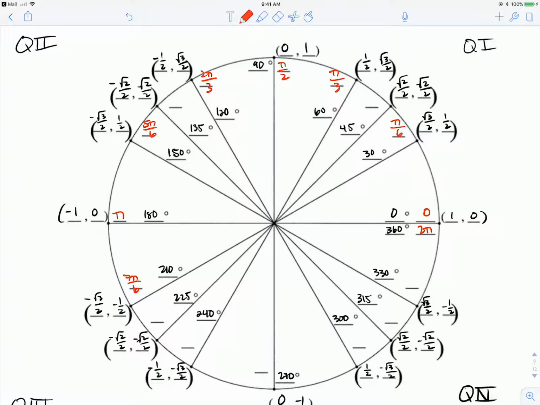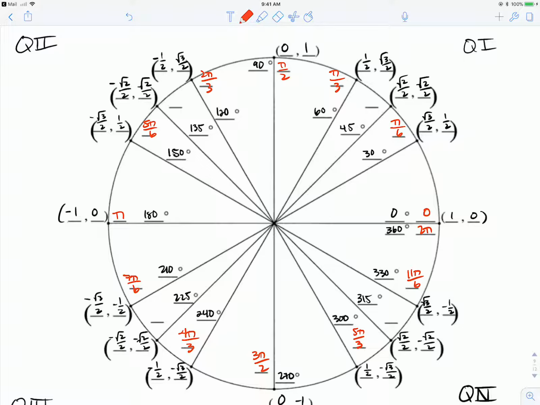7 pi over 6. 8 pi over 6 is equivalent to 4 pi over 3. 9 pi over 6 is 3 pi over 2. 10 pi over 6 would be 5 pi over 3. Okay, and 11 pi over 6.